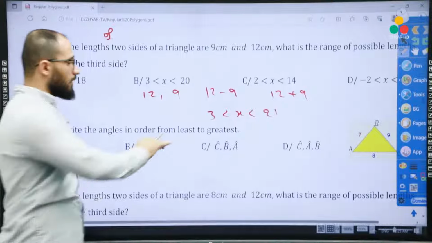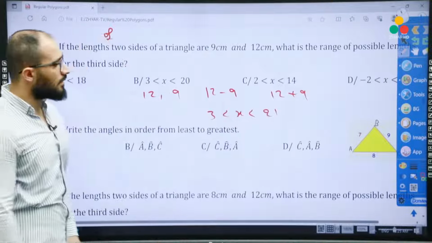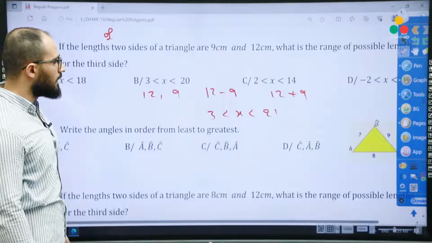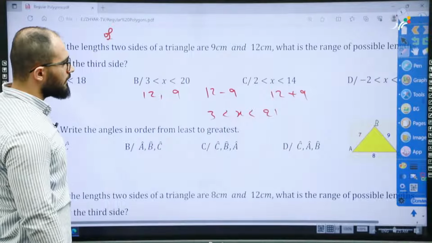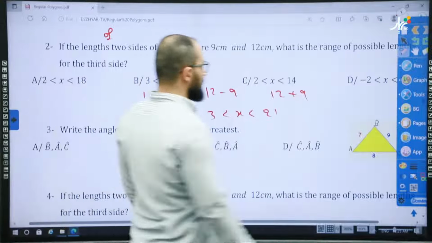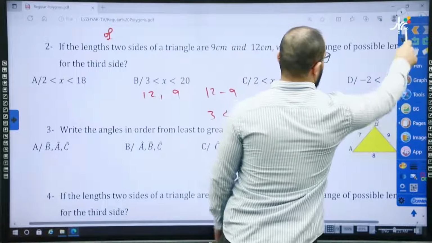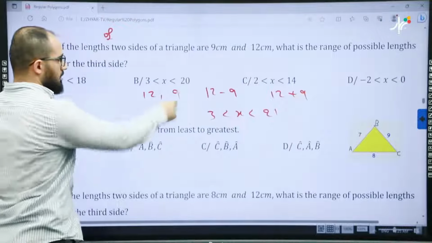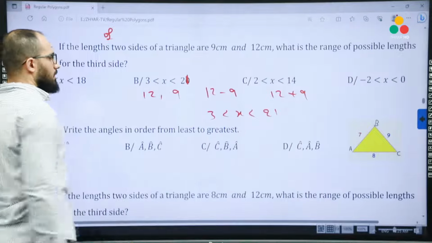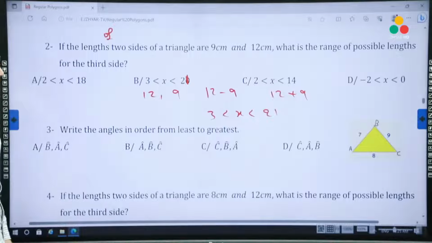So the range is between 3 and 21. Be careful, there is no equal sign with the inequality. So it is between 3 and 21. I think the correct answer is not included here. This is 21. Okay, make it 21. This is the correct answer because 12 plus 9 is 21.